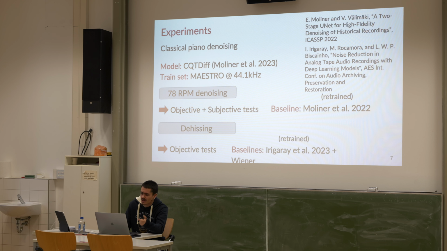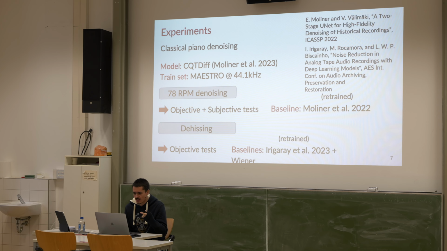I trained it using Maestro, sampled at 44.1 kilohertz, and I conducted 3 experiments, 2 objective experiments, one for 78 RPM denoising and one for dehissing. The idea is using the same model on both experiments to show that you can have the zero-shot capability of removing noise that can be modeled additively with the diffusion model alone, without just changing the inference set. And for 78 RPM denoising, I also did subjective tests with actual old recordings from the 1920s to the late 1940s.